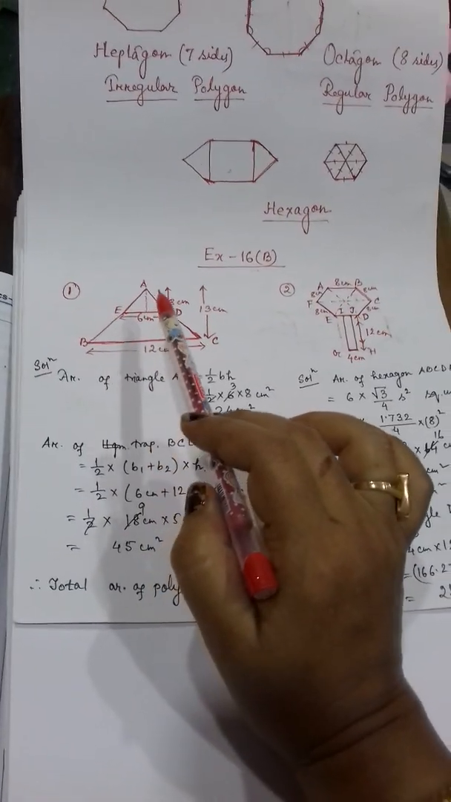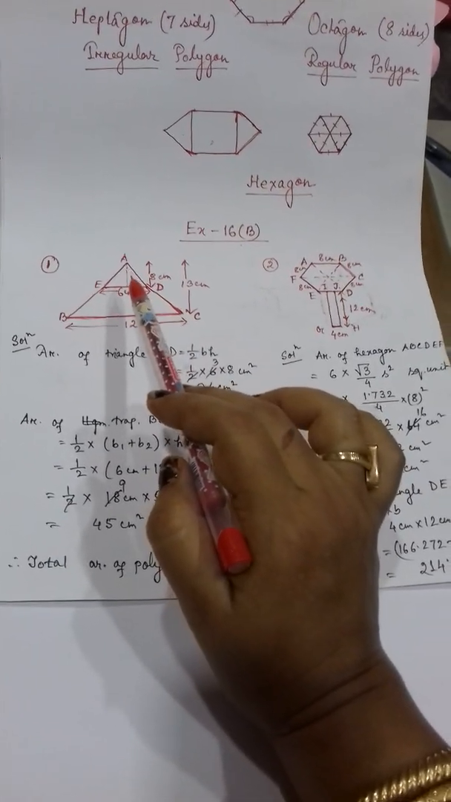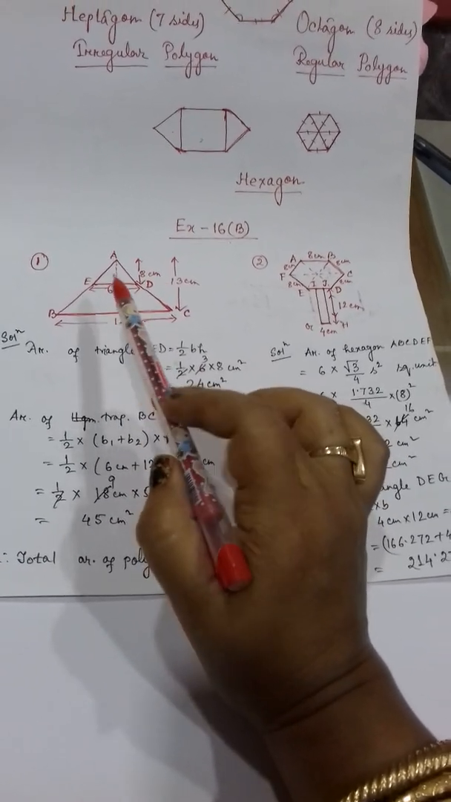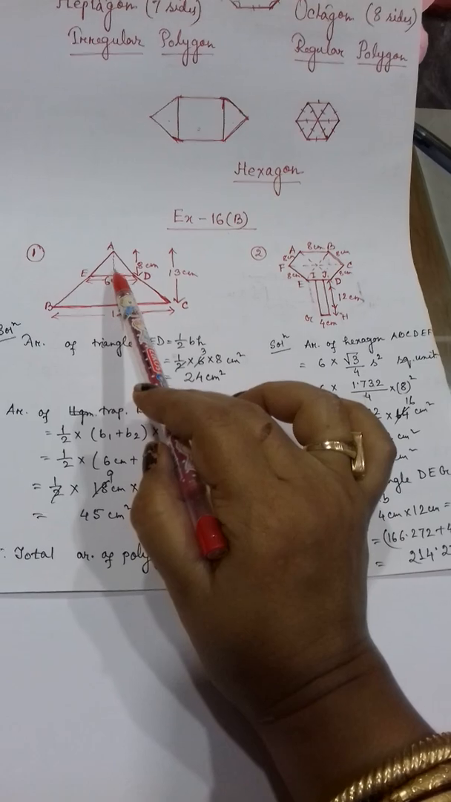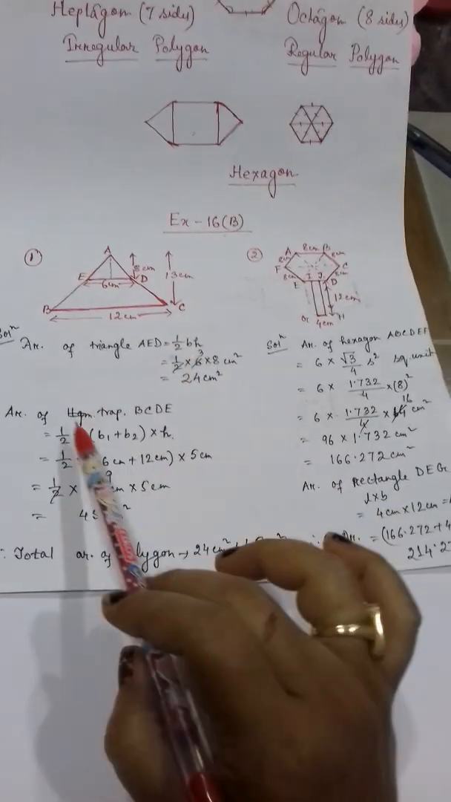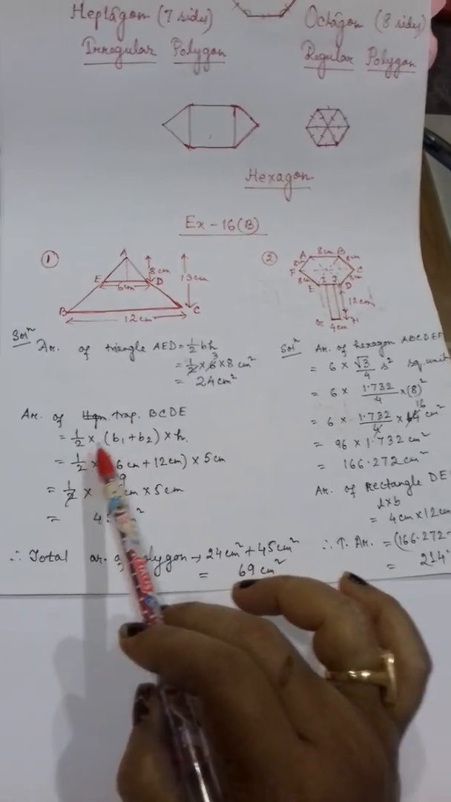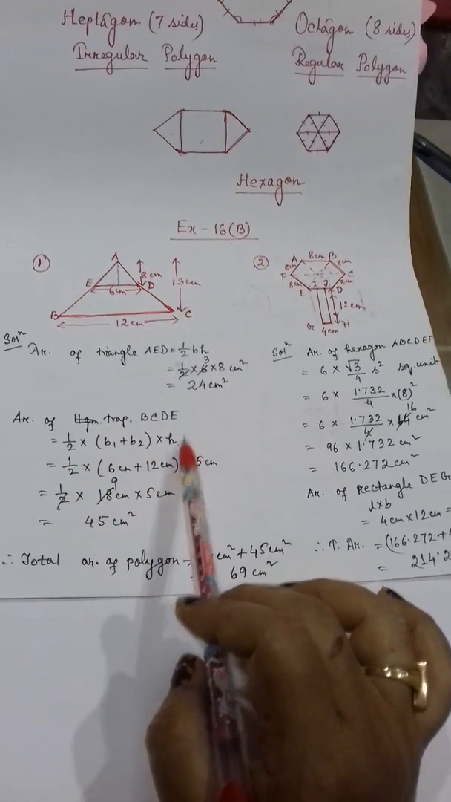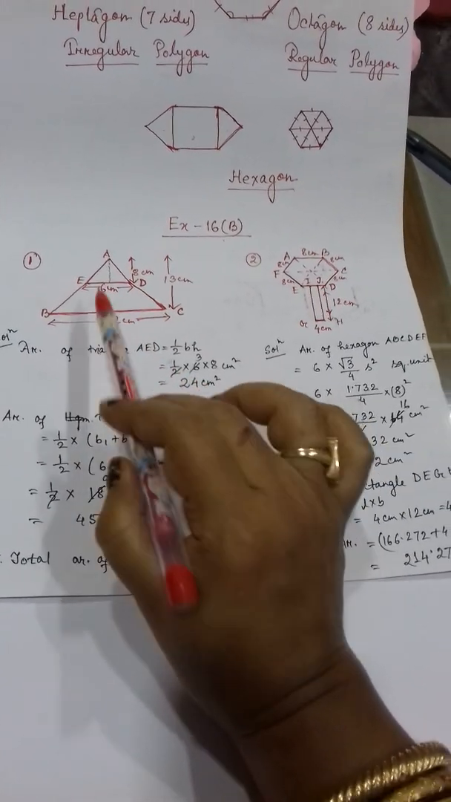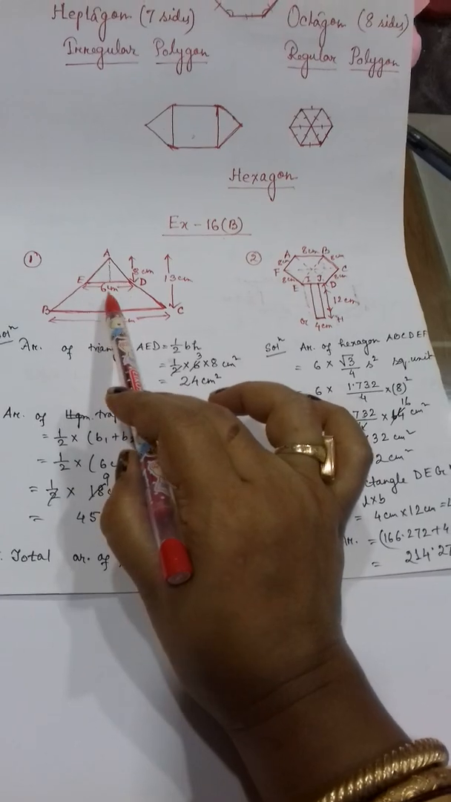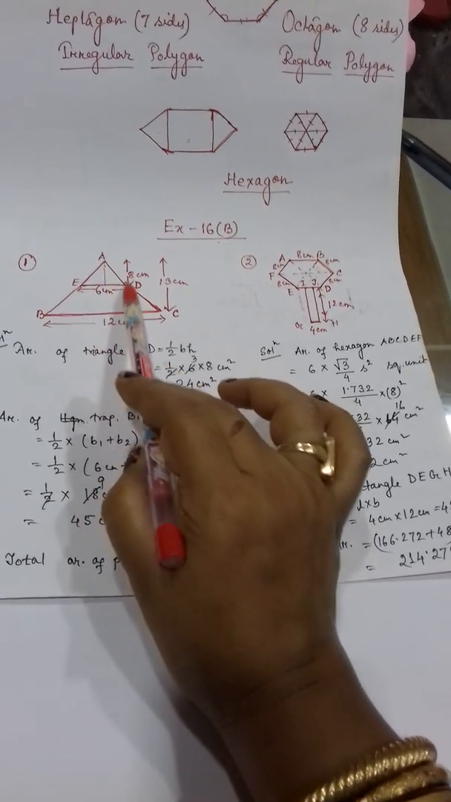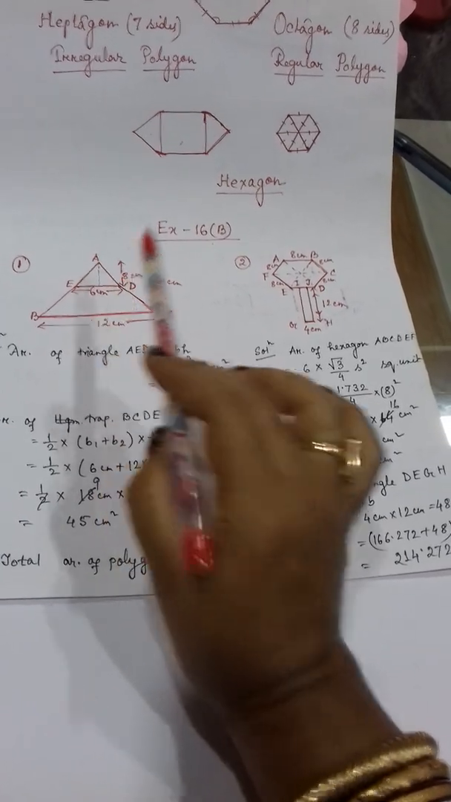Clear? Now what you will do? You will find out the areas of both the polygons separately. Clear? Area of triangle formula you know, half into base into altitude, and area of trapezium formula you know, half into b1 plus b2 into h. So by seeing the measurement you will place the value. This is the base ED 6 centimeter. It is the height or altitude AD, this one, clear, 8 centimeter.